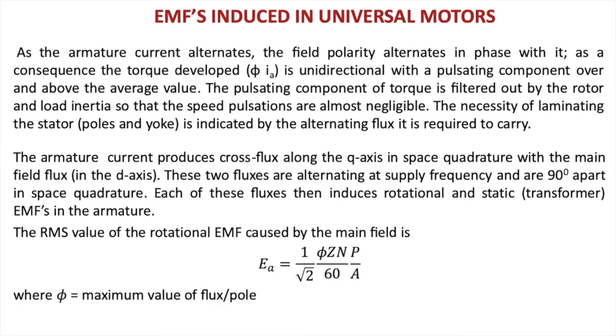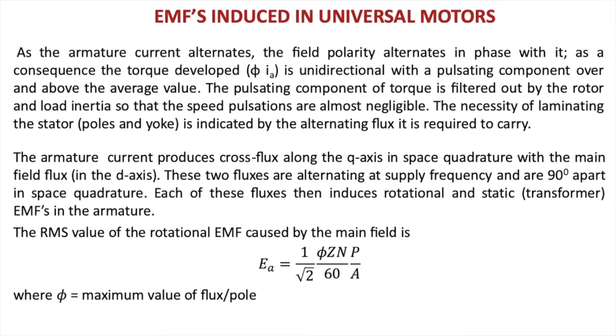The RMS value of the rotational EMF caused by the main field is given by the same equation as the DC induced EMF. DC induced EMF is given by phi Zn P by 60 A, but that is the average value of the DC. So when we talk about the RMS value, it becomes 1 by root 2 of the DC value, and therefore you get the rotational induced EMF in the armature as 1 by root 2 times phi Zn P by 60A. The nomenclature remains the same.